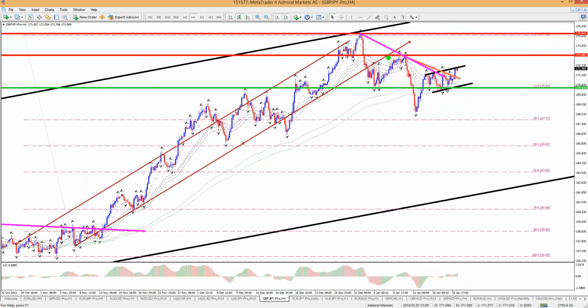And the key level here, 173. Once we break above this daily top, we can go up to 174.80. And if we break that bigger top, then we can go up to 180. And there could be at least one more upside continuation.